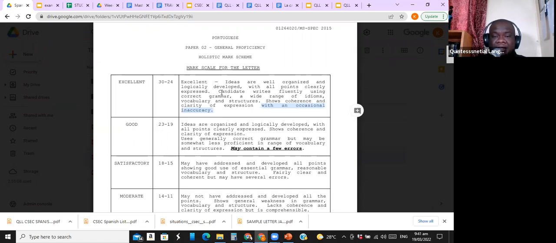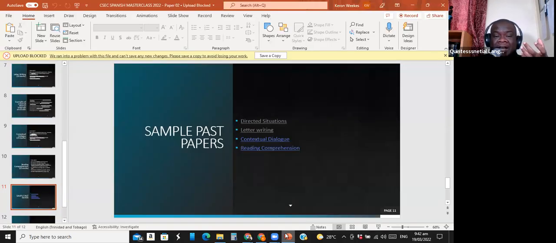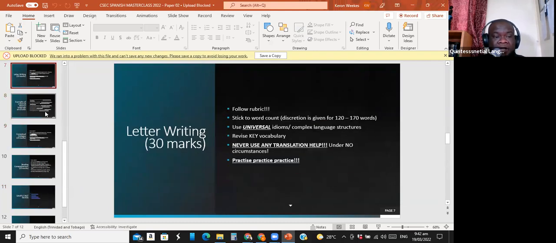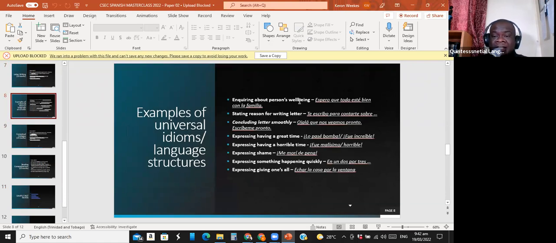And as I said, the reason why I give you all these idioms that are universal, these vocabulary and structures that are universal, is because contained in these idioms, as we would have seen here, are complex language structures that automatically put you in the excellent band. Espero que followed by the subjunctive. You get points for use of the subjunctive, something that you can learn off and be used universally.